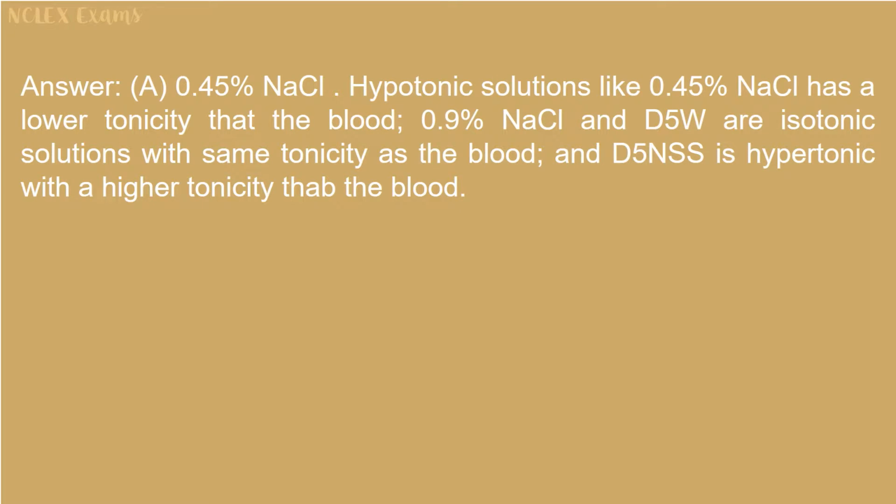Answer: A. 0.45% NaCl. Hypotonic solutions like 0.45% NaCl have a lower tonicity than the blood. 0.9% NaCl and D5W are isotonic solutions with the same tonicity as the blood, and D5NSS is hypertonic with a higher tonicity than the blood.